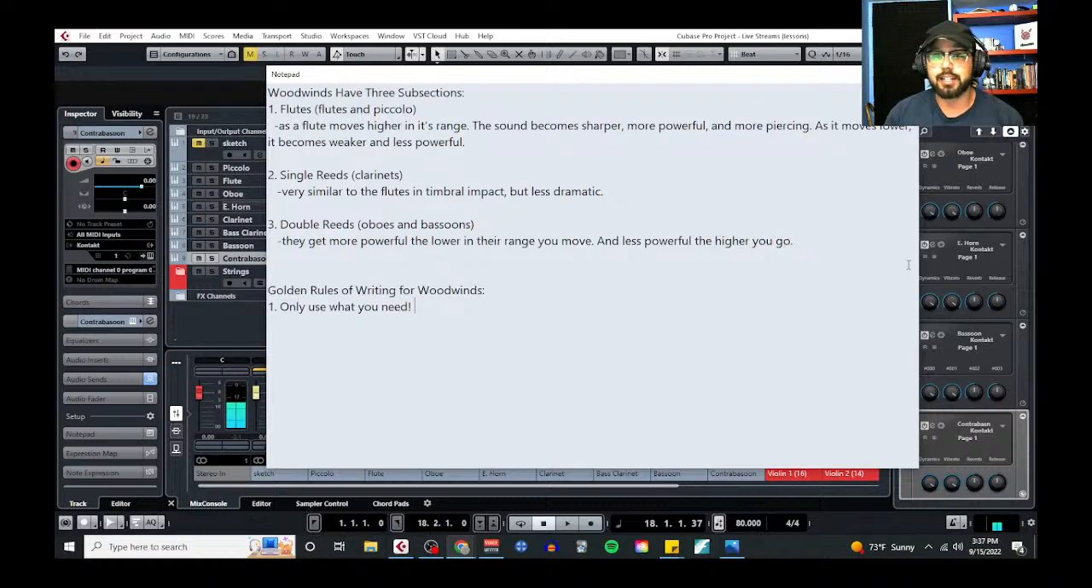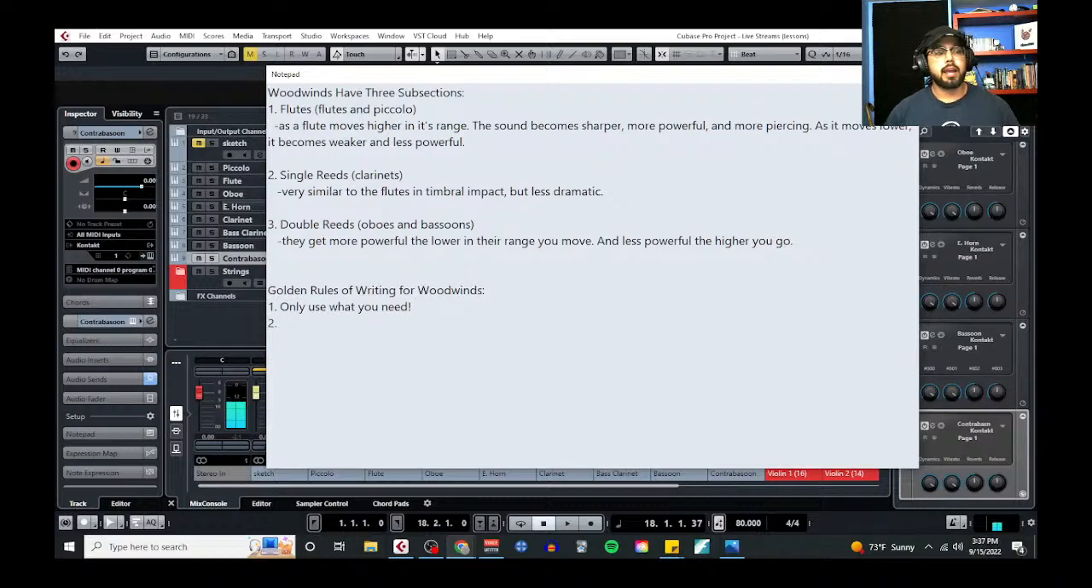However, if you're constantly using all of the woodwinds, you only have one tone color at your disposal, and that is the tone color of the entire woodwind section being used at the same time. So when you're working with the woodwinds, make sure you're only using what you absolutely need. If you have a part for the flute and a part for the oboe, fantastic. Don't throw in the other woodwinds unless you have a reason to. Don't throw them in because you feel guilty about not using them. Make sure you're being very purposeful. This is the golden rule of writing for woodwinds.